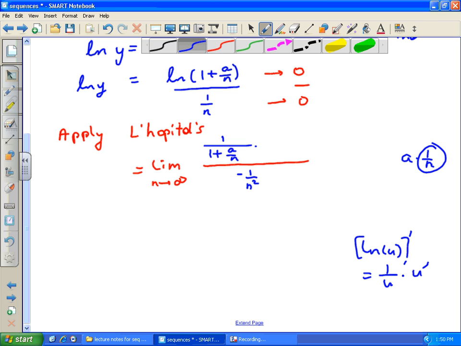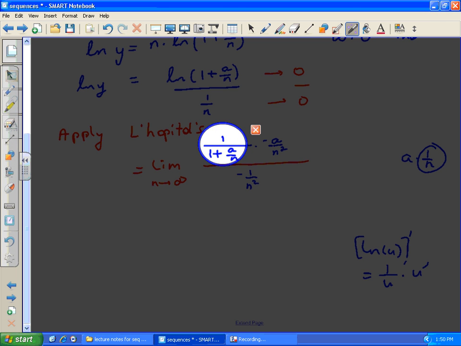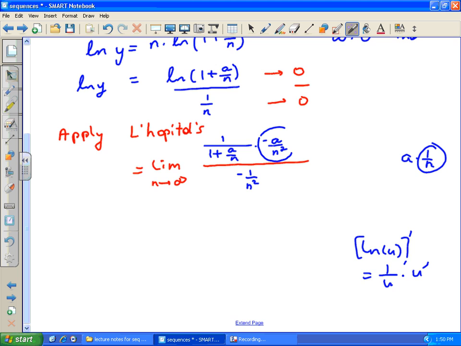William, would you agree with me that the derivative of 1 over n is negative 1 over n squared? Okay, but there's an extra a up there. So what am I going to do? Multiply. So it's going to be negative a over n squared. That is my u prime. So this part is the 1 over u part. This is the 1 over u. And this is the u prime.